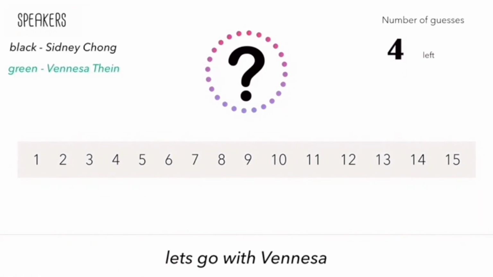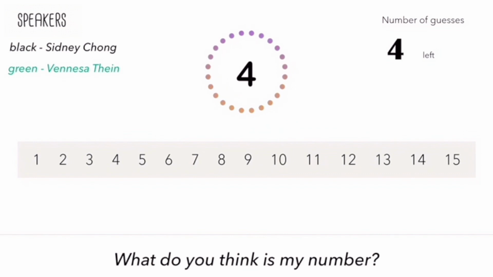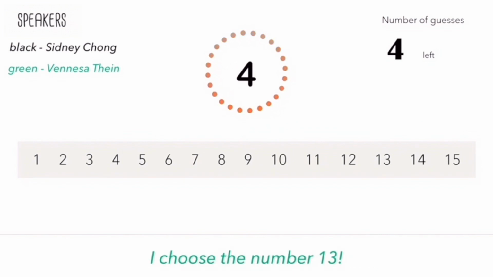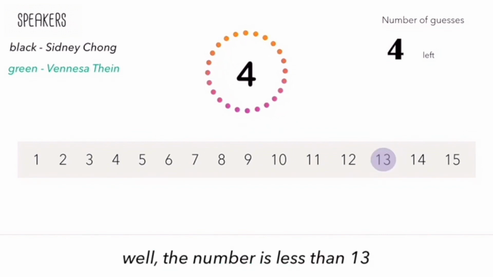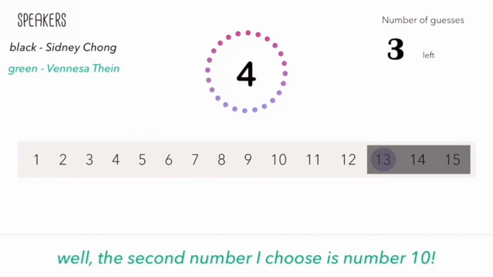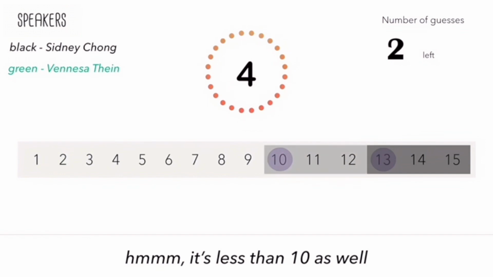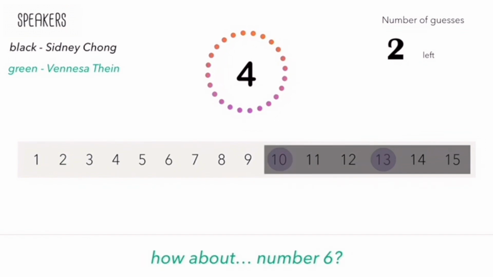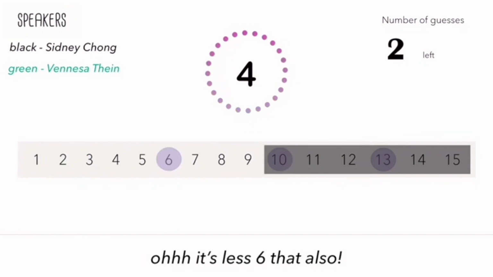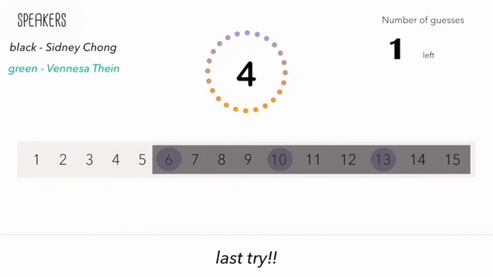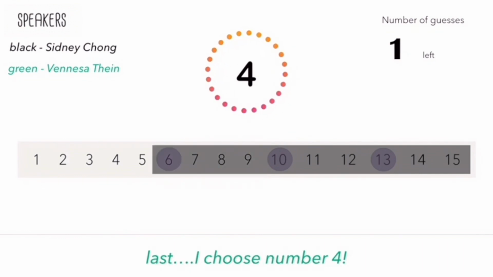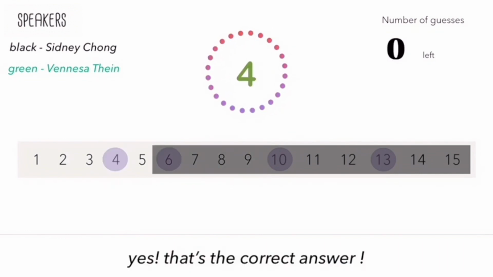Let's go with Vanessa. What do you think is my number? I choose the number 13. Well, the number is less than 13. Well, the second number I chose is number 10. It's less than 10 as well. How about number 6? Oh, it's less than 6 also. Last try. Last, I choose number 4. Yes, that's the correct answer.